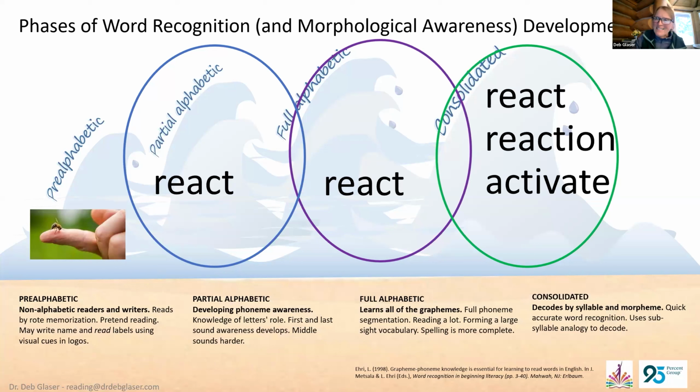So what this means to us teachers is we are building language at the same time, through the listening and speaking. At the same time, we are building the word recognition toward that consolidated recognizing and decoding words based on the morphology, syllables and morphological components of the word.